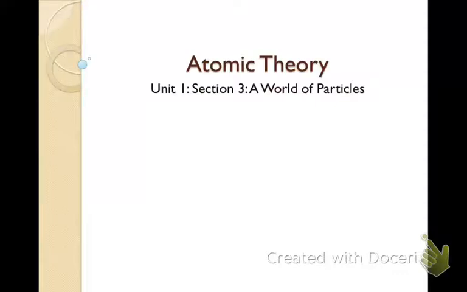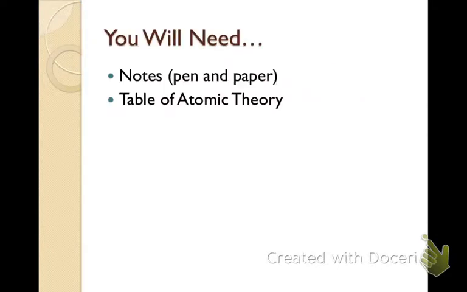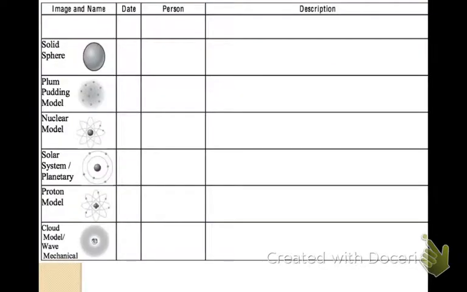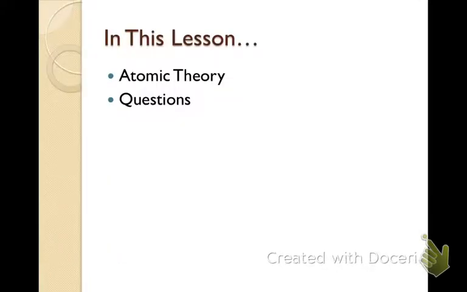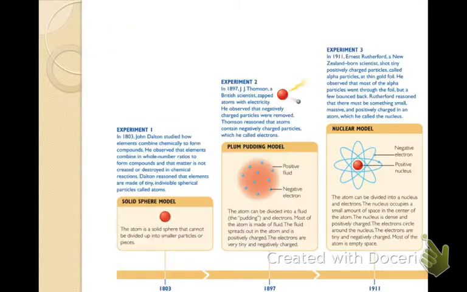Hi everyone, so here we're going to talk about how the atom was discovered and all the scientists that played a role in it. So you'll need your notes as well as the table of atomic theory. This will be at least a good table for you to jot down some extra notes, help you organize all the information. It's a good tool for you to help you remember all that info. So we're going to talk about atomic theory and then go through some practice questions.